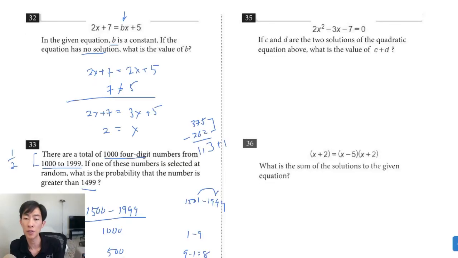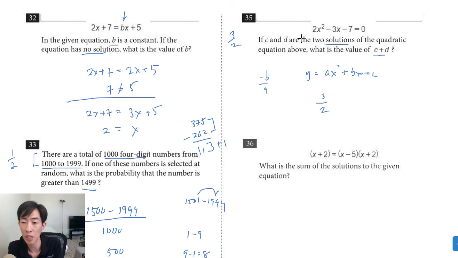Question 35, c and d are the two solutions of the quadratic equation. What is the value of c plus d? This is actually a super easy problem if you remember that the sum of the roots is negative b over a. So if you have a quadratic equation, y equals ax squared plus bx plus c, that's standard form. You just take negative b, divide by a, and that's the sum of the roots, which is what they're asking for. So negative b in this case is 3, divided by a, 2, so 3/2, and your answer is going to be 3/2 or 1.5.